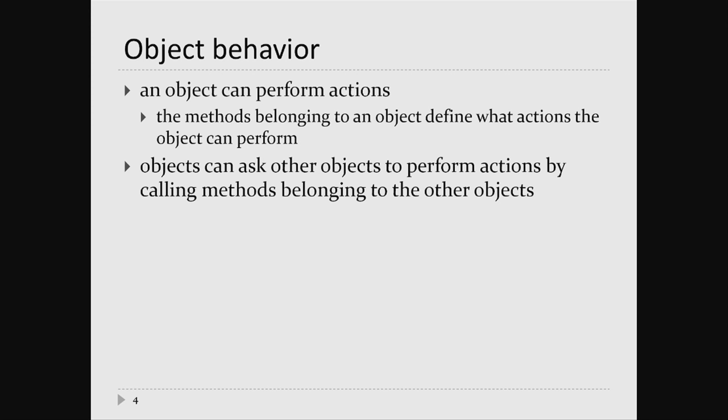The way that objects interact with one another is that they call methods on other objects. If two objects know about each other, then they can call the methods belonging to the other object. And that's how an object-oriented program is constructed. You've got a bunch of objects that are all communicating with one another.